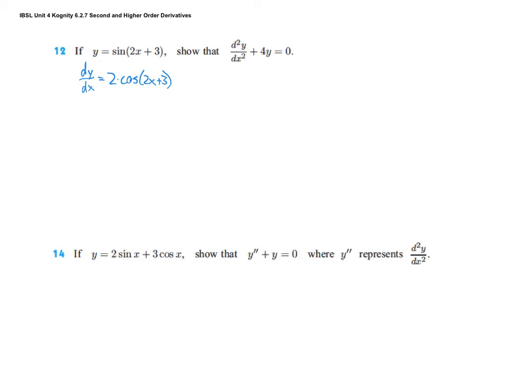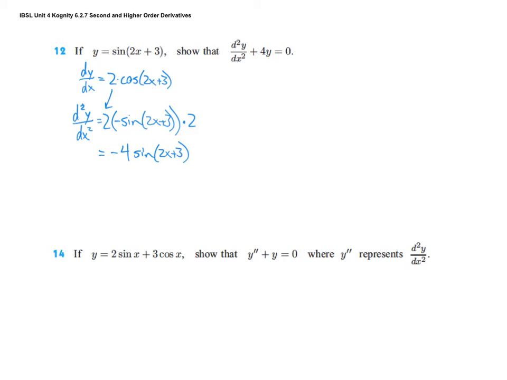Now, what's the second derivative of y with respect to x? Negative sine 2x plus 3. Should we distribute the 2? Well, hang on. We've got the 2 from here. And then you multiply by 2. We got to multiply by another 2 here for the chain rule, right? Negative 4 sine of 2x plus 3. Right? There's my second derivative.